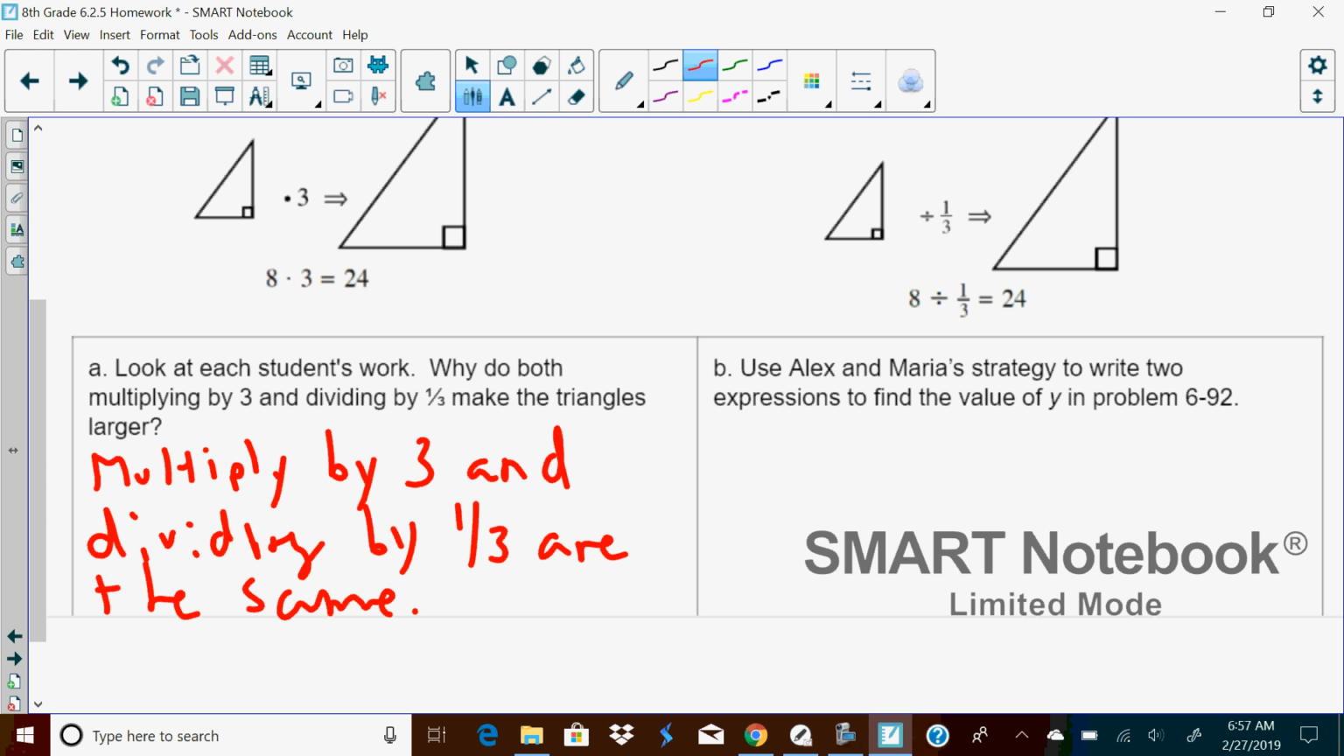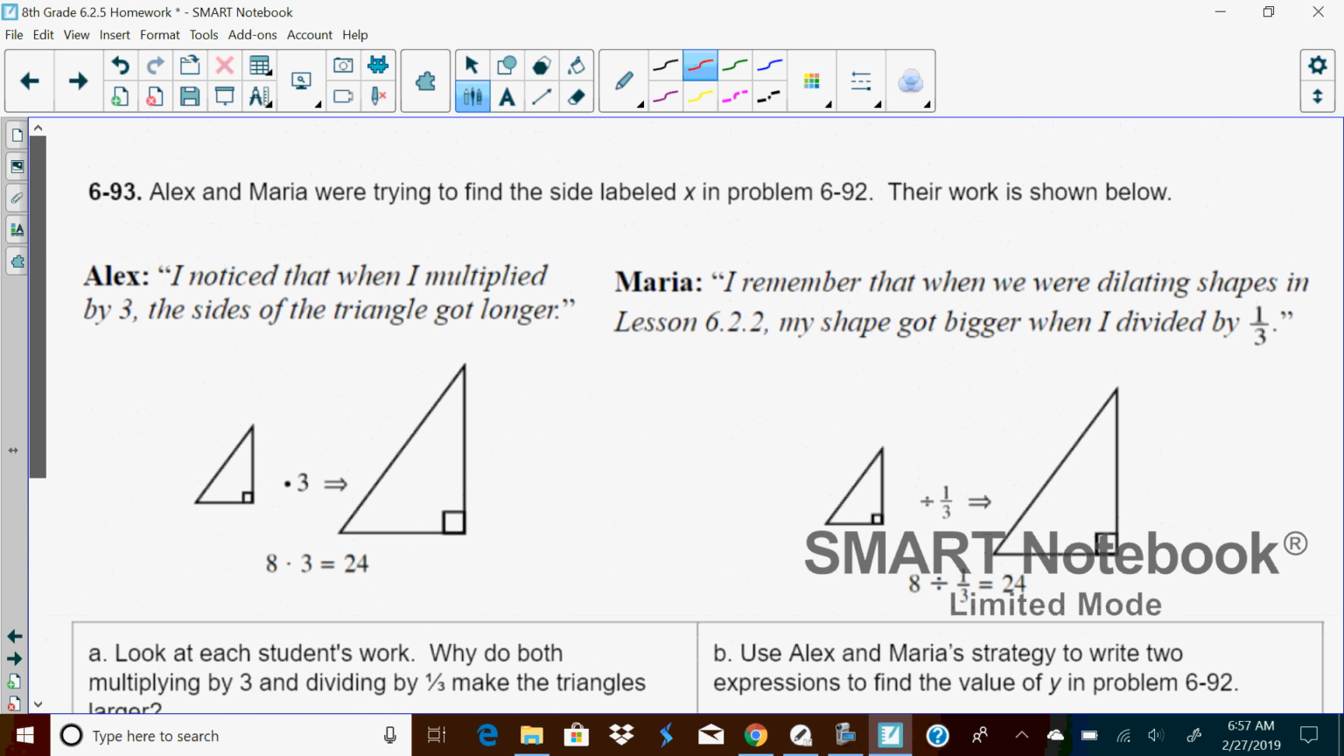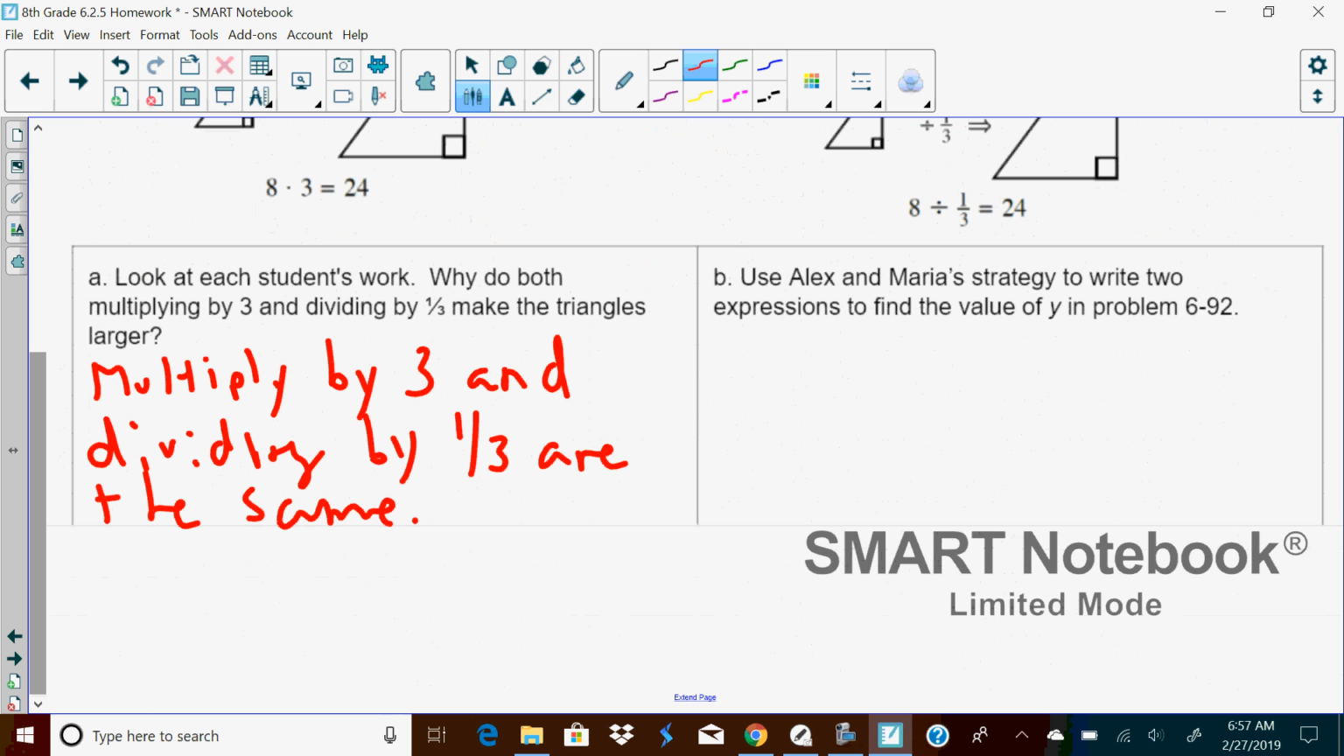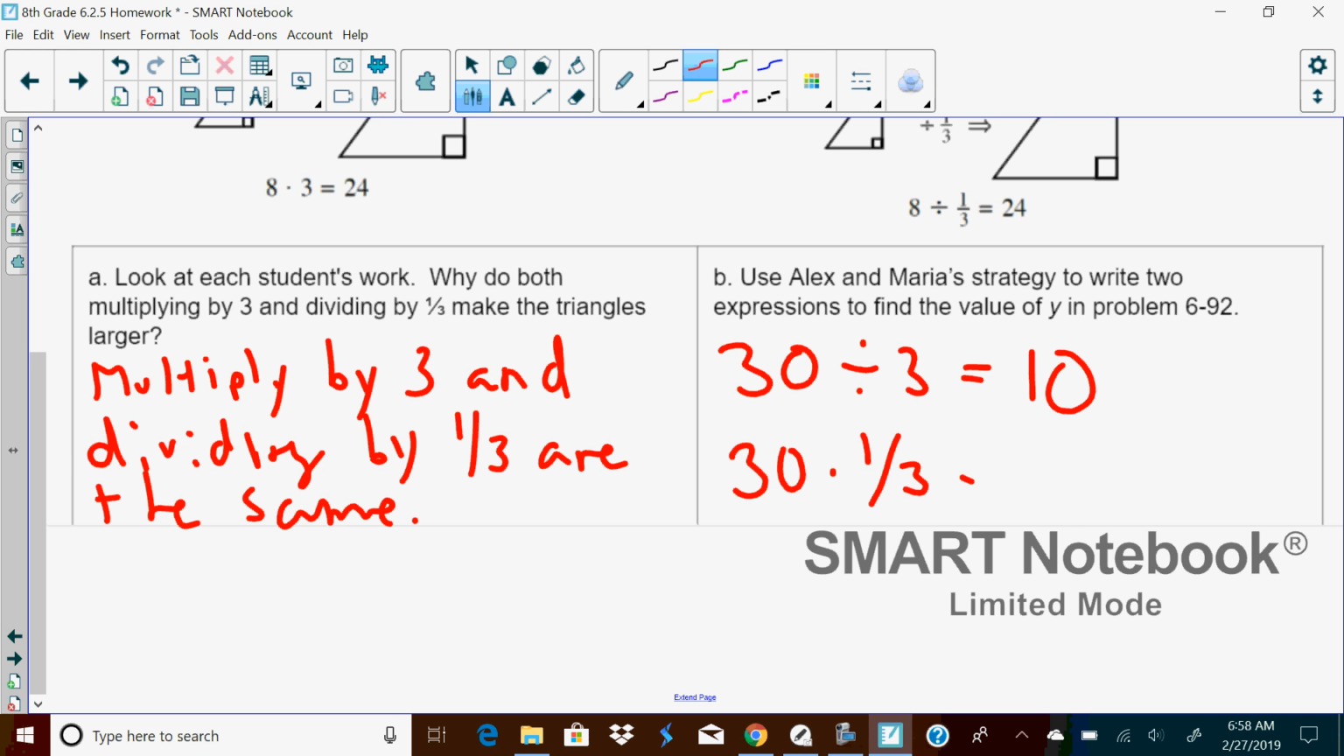B, use Alex and Maria's strategy to write two expressions to find y. Well, one of them I already wrote was 30 divided by 3 equals 10. That would be one way to do it. I could also do 30 times 1/3 to get 10.